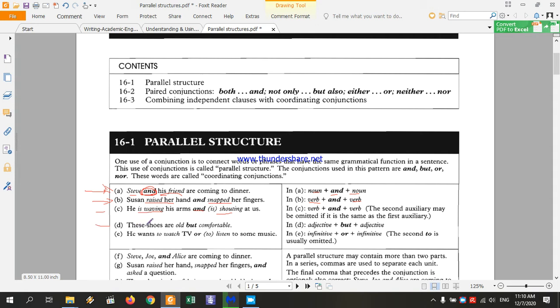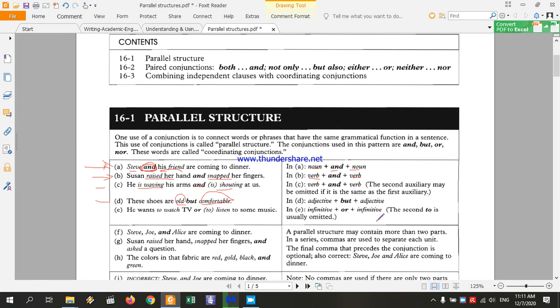Example D, these shoes are old but comfortable. Comfortable is an adjective, old is an adjective, so it's adjective plus but plus adjective. It's the same, so it's equal. Or we say it's parallel.